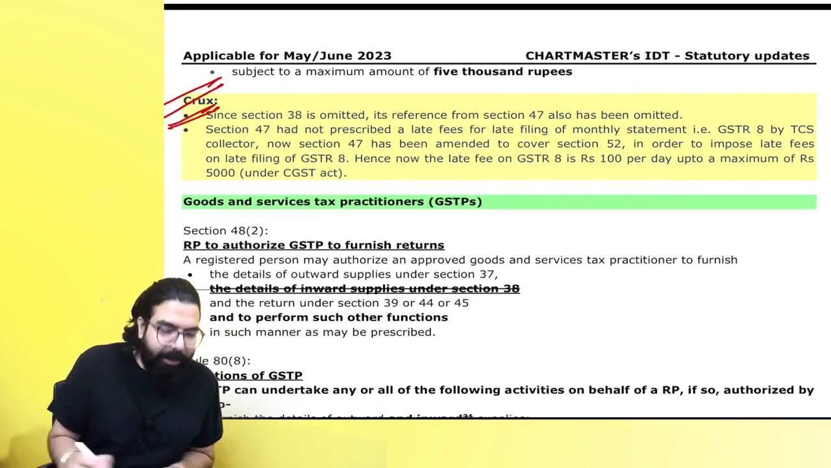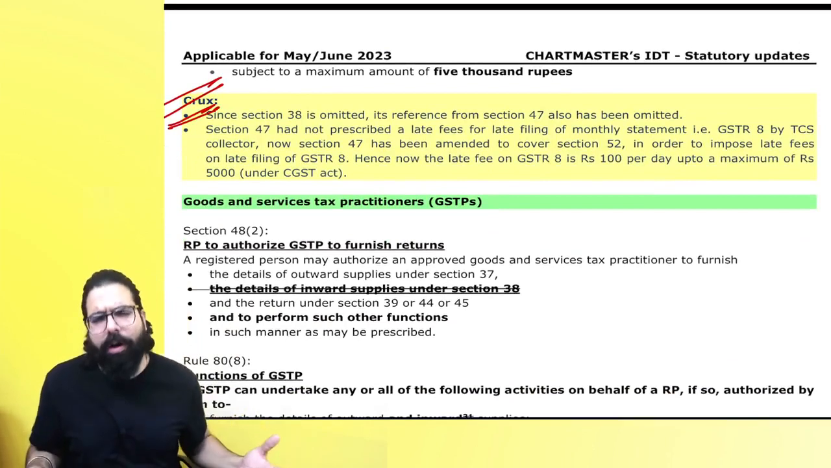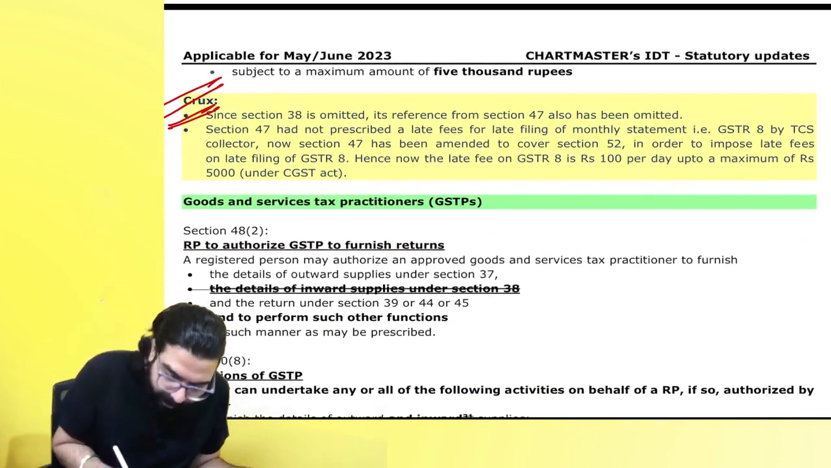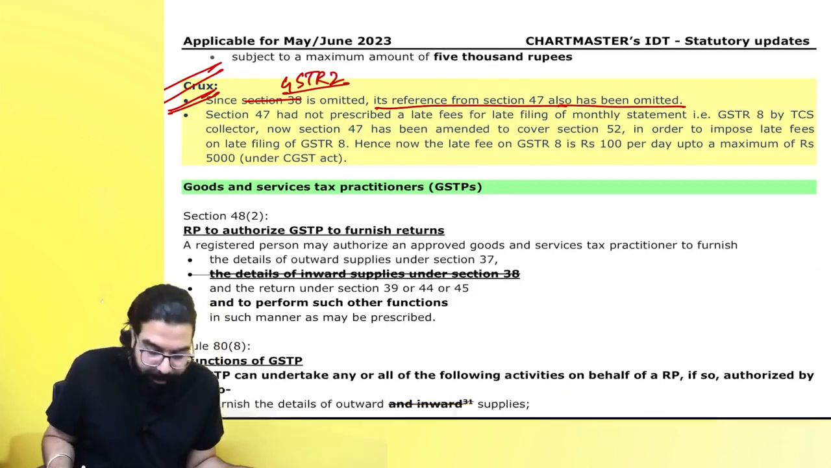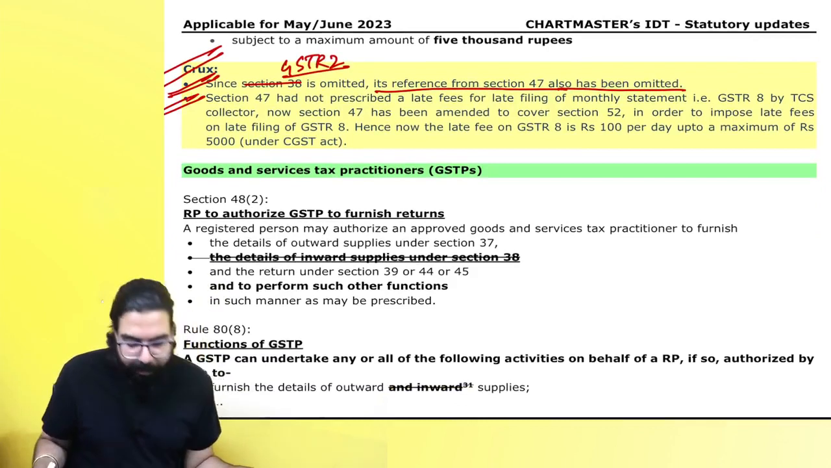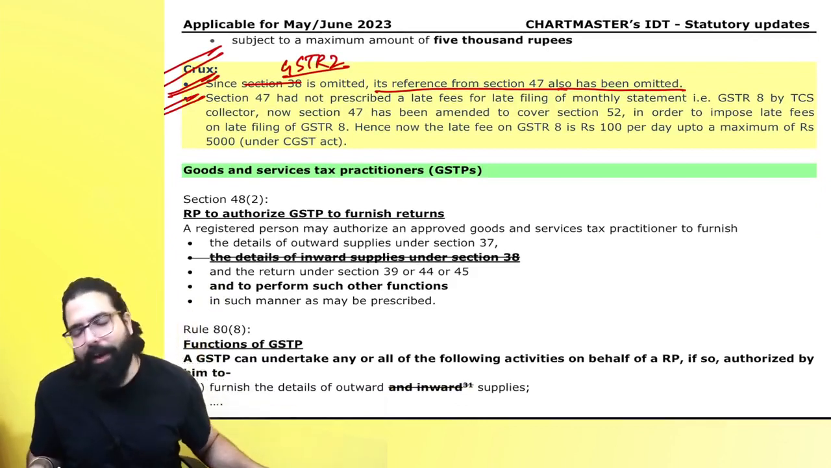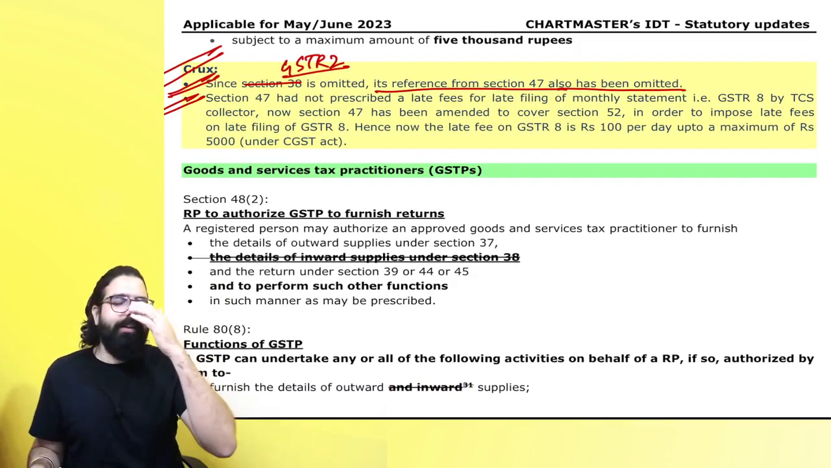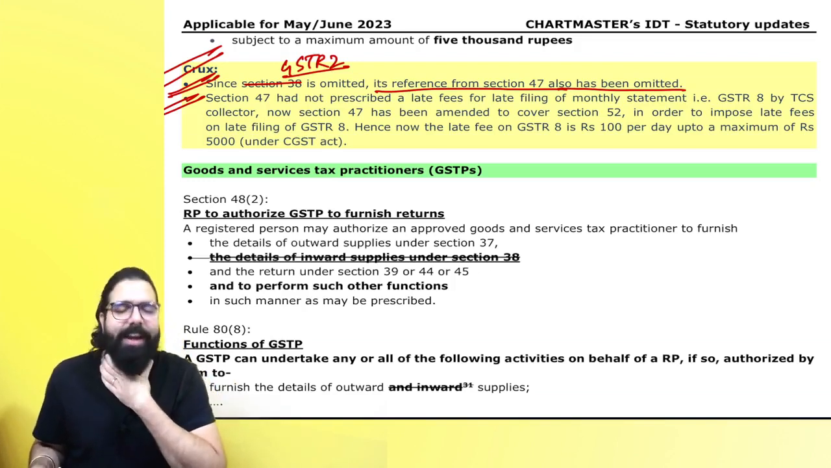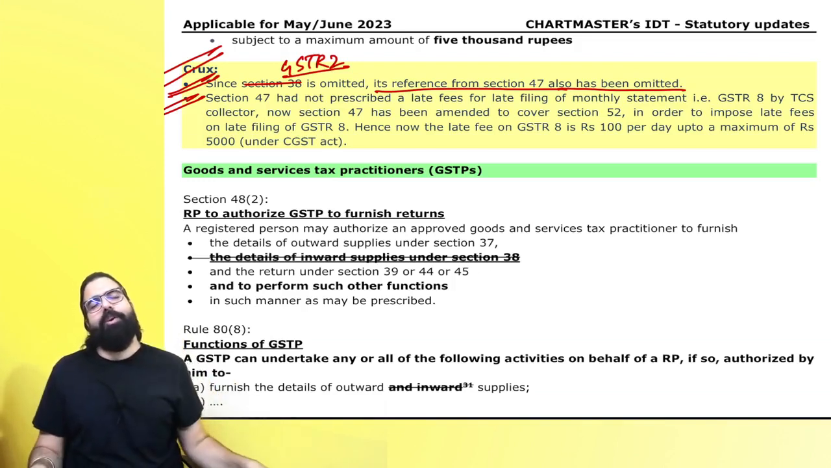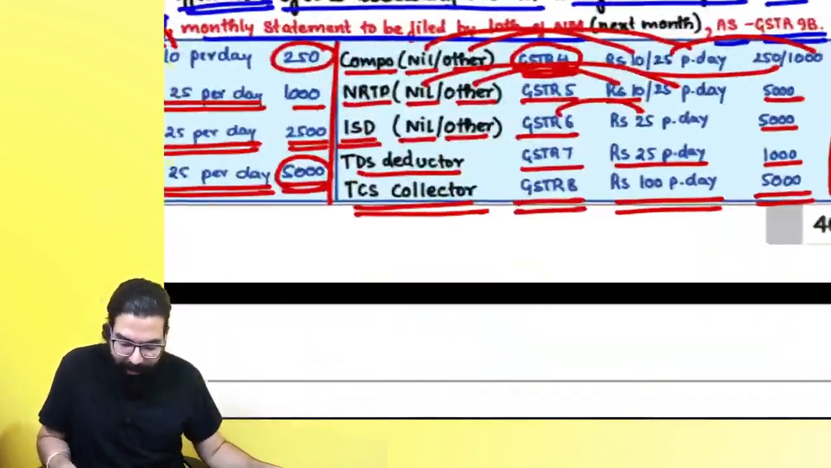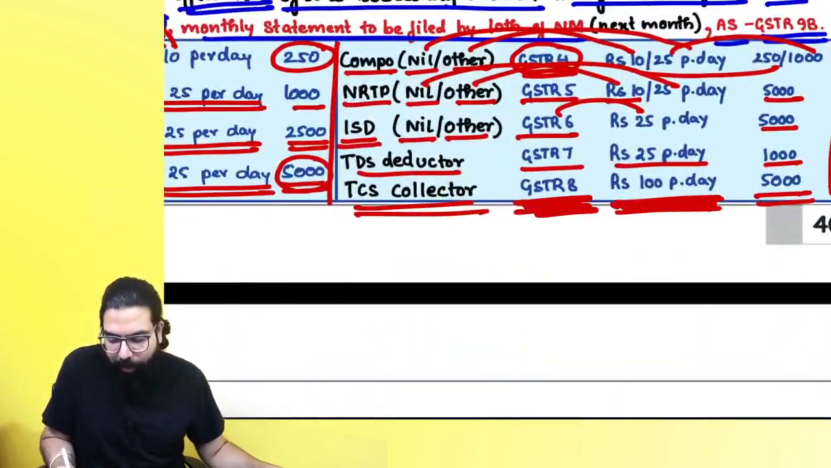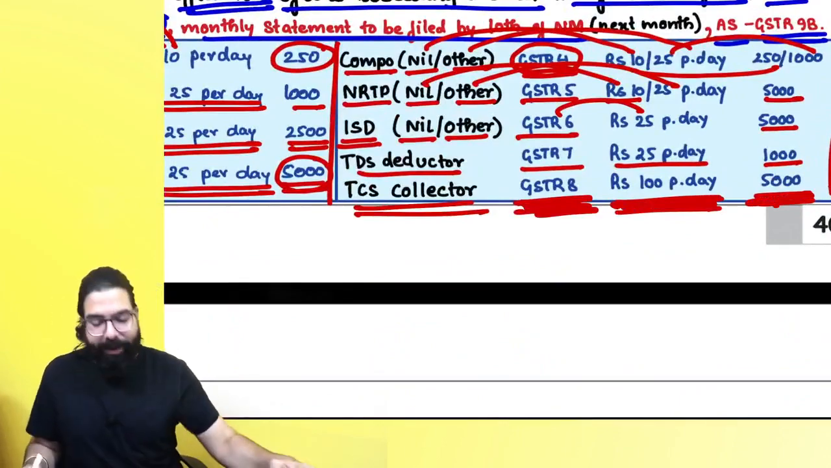Section number 38 is omitted, GSTR 2 is gone, and since GSTR 2 is omitted, its reference from section number 47 has been deleted. Section number 47 never used to prescribe the late fee for GSTR 8 earlier. Now they have added section number 52, and hence the late fee for GSTR 8. What is the late fee for GSTR 8? 100 rupees per day up to a maximum of 5,000.